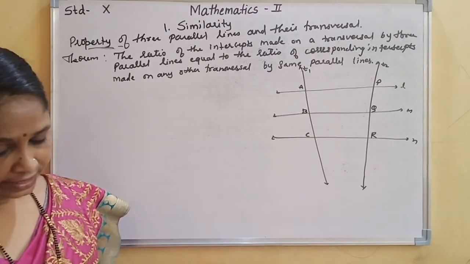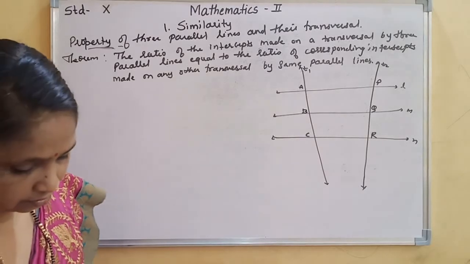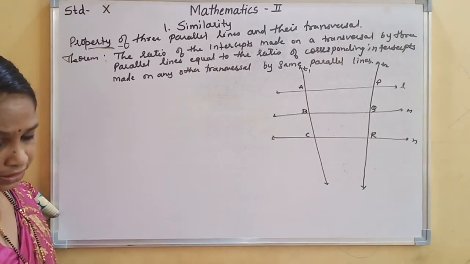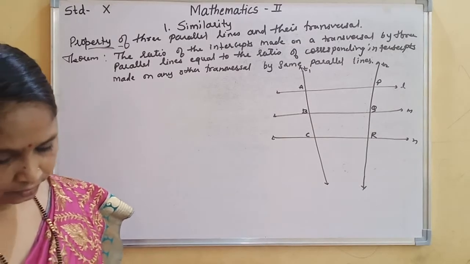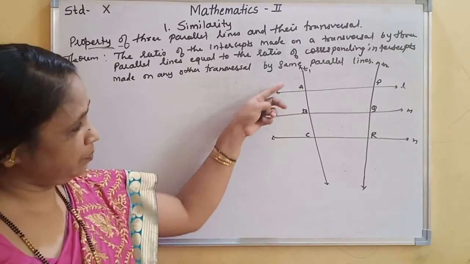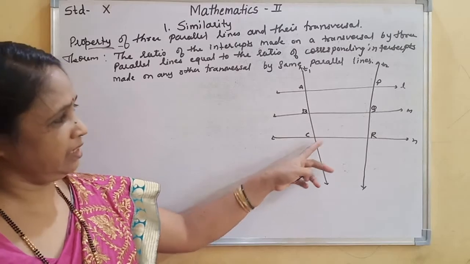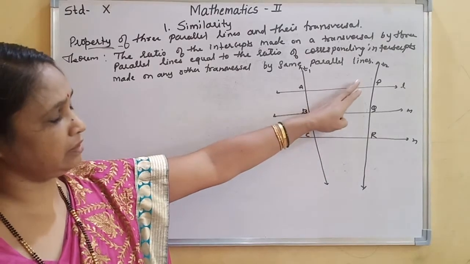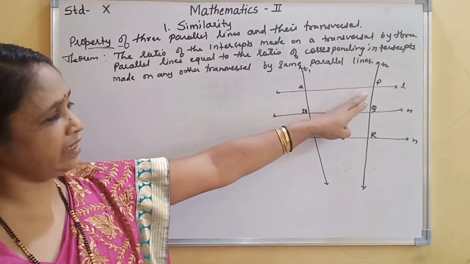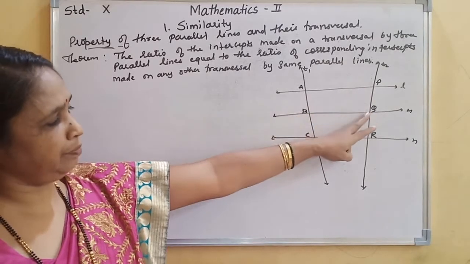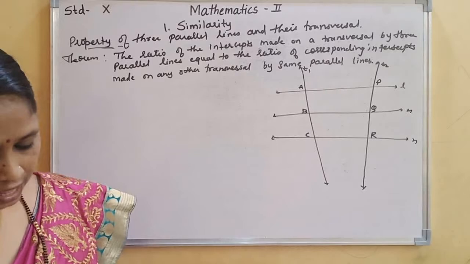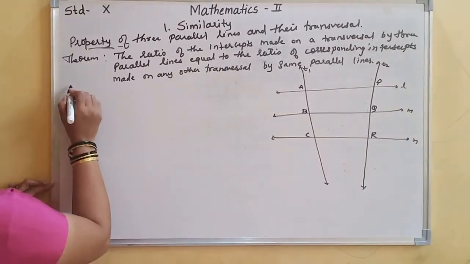Okay, the transversal T1 intersects the lines at points A, B, C, and transversal T2 intersects the lines L, M, N at points P, Q, and R. So what do we have to prove here?